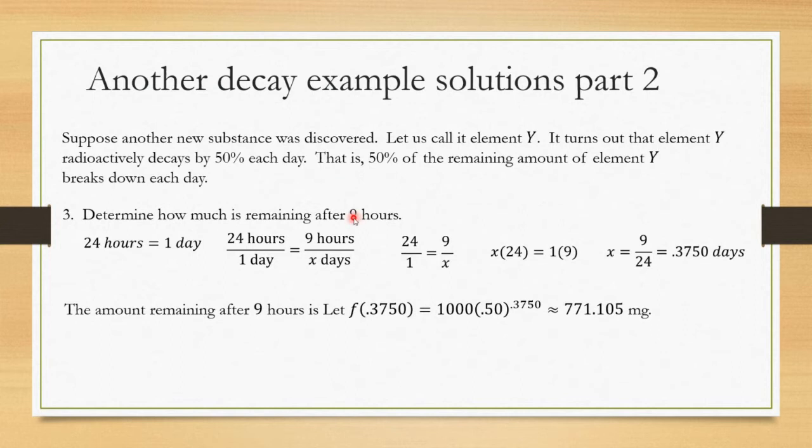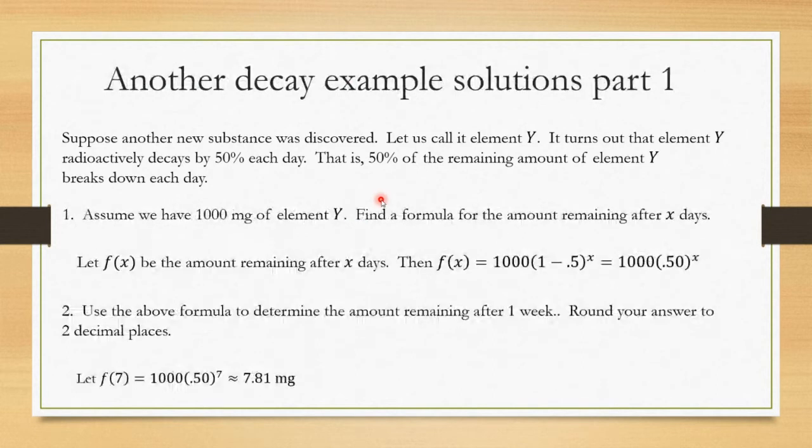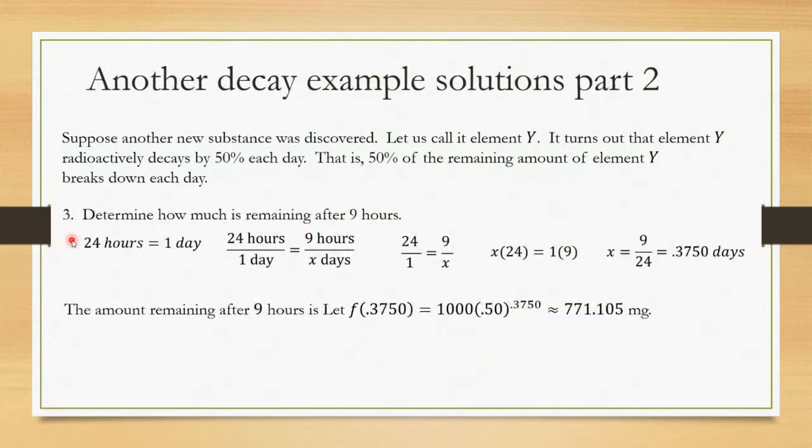And why is that? Well, because X is in days. Remember the units here: X is in days, but if you want to know how much is left after 9 hours, you're going to have to express hours in terms of days. You got to make sure the unit is right, and that's what we're doing here. So we're doing a unit conversion. Okay, so we know there are 24 hours in a day. To do a unit conversion, I'm using a proportion. We have 24 hours is 1 day, so 9 hours is how much of a day?